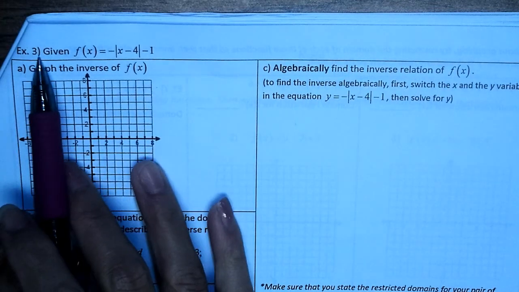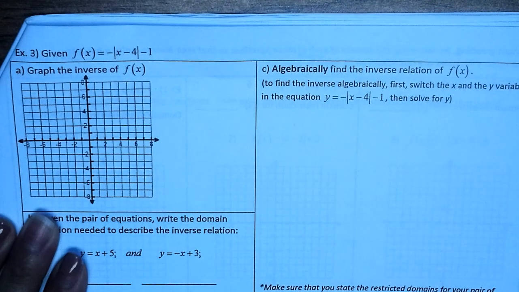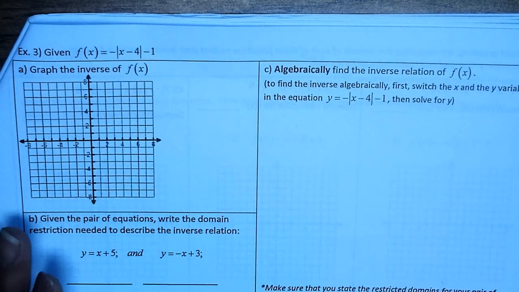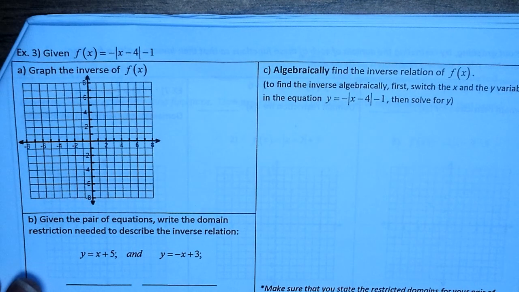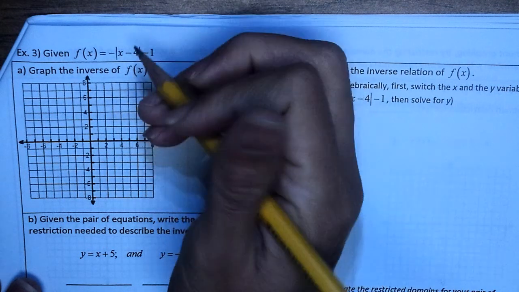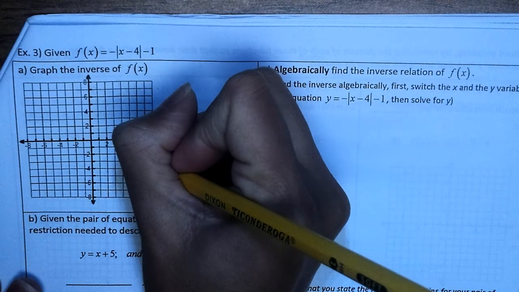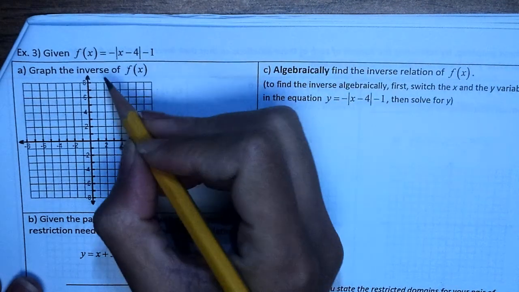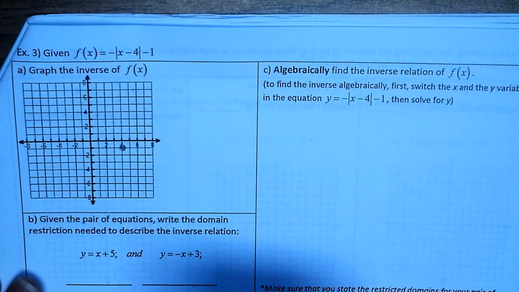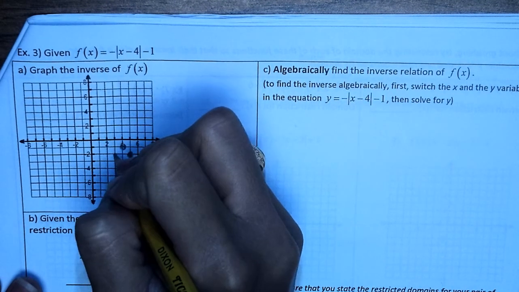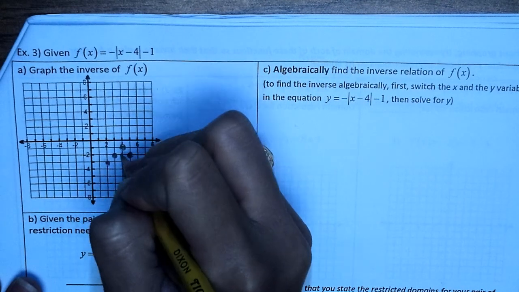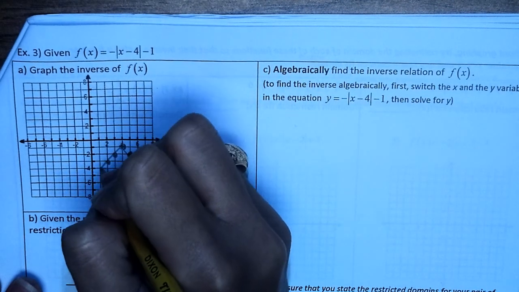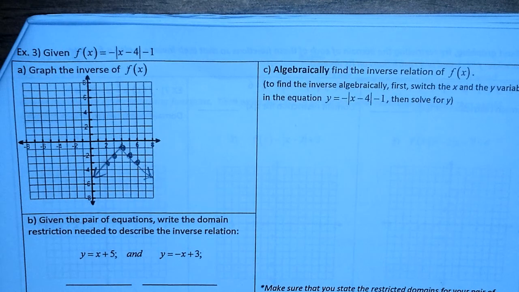Anyway, so example 3, let's do it again. Graph the inverse. To graph the inverse, you're going to have to first graph f of x. So f of x is 4, negative 1. And this time there's a negative on the outside of the function, so it's going down. Like that. And so it would look like that. So that's just f of x.